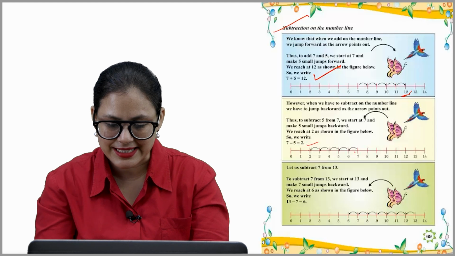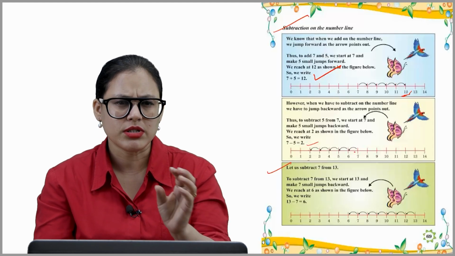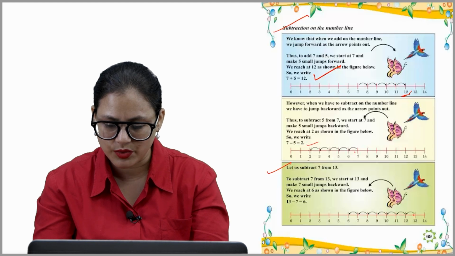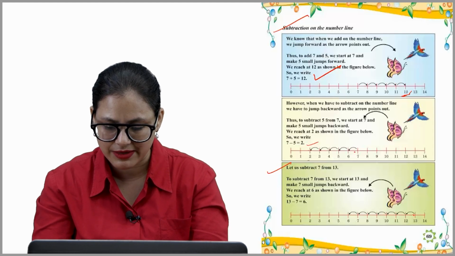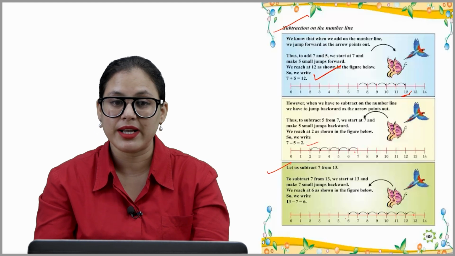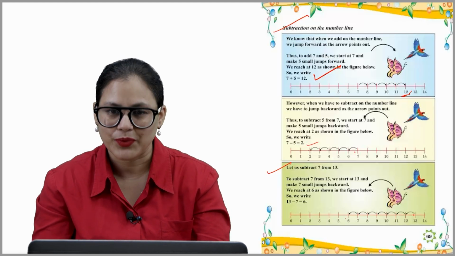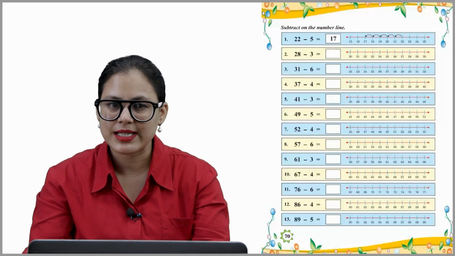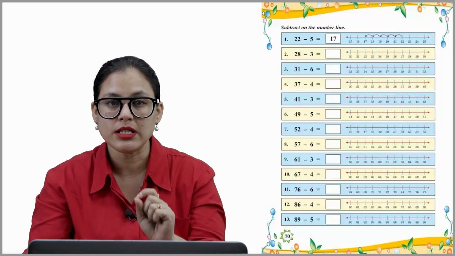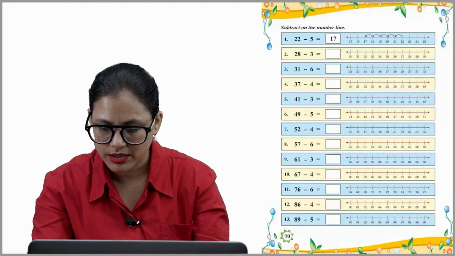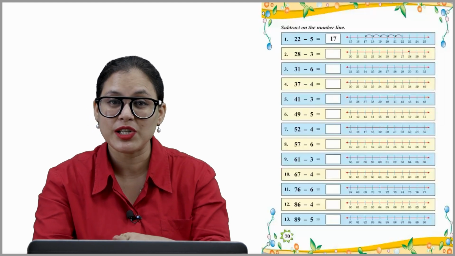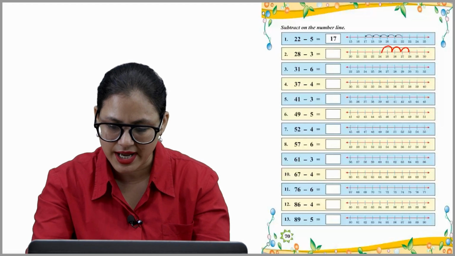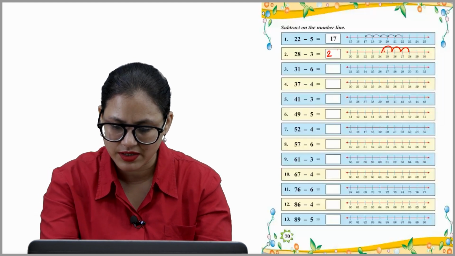Okay. Next, let us subtract 7 from 13. To subtract 7 from 13, we start at 13 and make 7 small jumps. 1, 2, 3, 4, 5, 6, 7. So we write 13 minus 7 is equal to 6. Subtract on the number line. 1 has been done for you. Number 2, 28 minus 3. We will start from 28 and make 3 small jumps backward. 1, 2, 3. So we reach 25. So 25 is the answer.